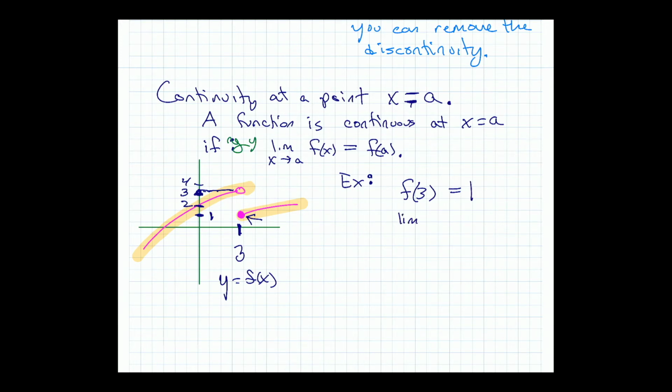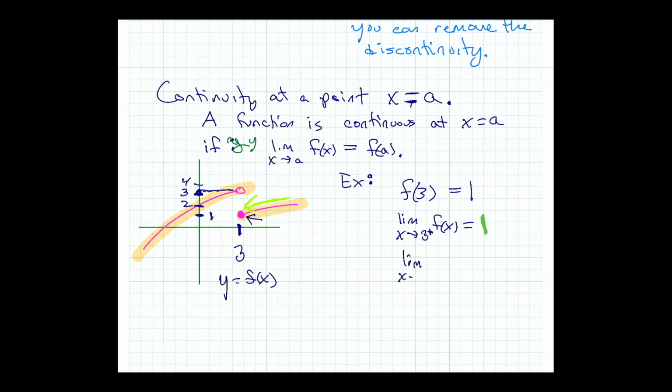If you do the limit of this function from the right, as x approaches 3 of f of x, then you would be tracing it on the right-hand side. So you're over here, you're tracing your curve this way, and where do you get? You get to that same point. So the limit from the right is going to be 1. Okay, but what about the limit from the left?